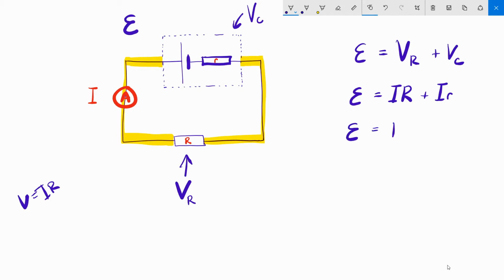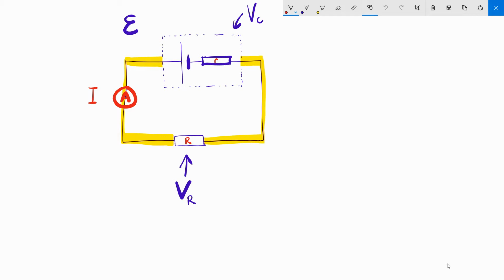And if we want, we can then rearrange to get this. So you might see that arrangement sometimes. All it is saying is that the EMF is equal to the PD that's used up by the outside circuit plus the PD that's used up by the cell itself.